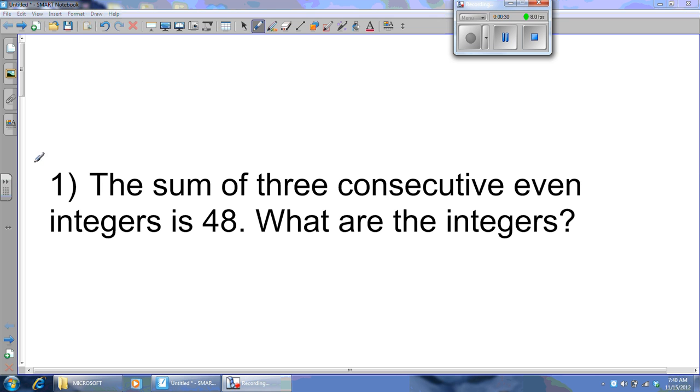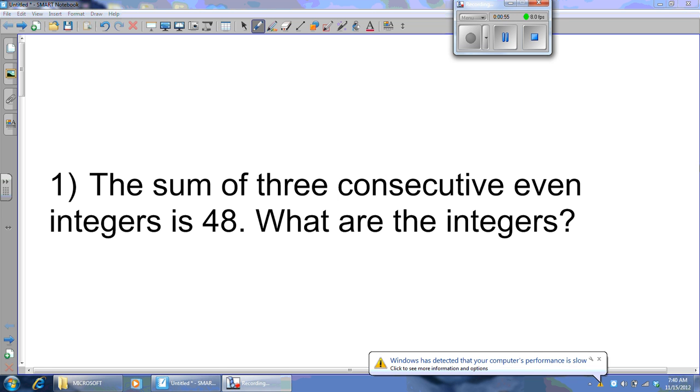Let's see, first of all, the sum of three consecutive even integers is 48. What are the integers? Now, I know some of you are just going to want to figure it out. However, to get full credit, and I hope you're listening to this, Sage, you're going to have to be able to provide an algebraic solution. You're going to have to be able to set up an algebraic equation and then solve it. And if you just give me an answer, you're only going to get credit for the answer. You're not going to get credit for the work part of it.